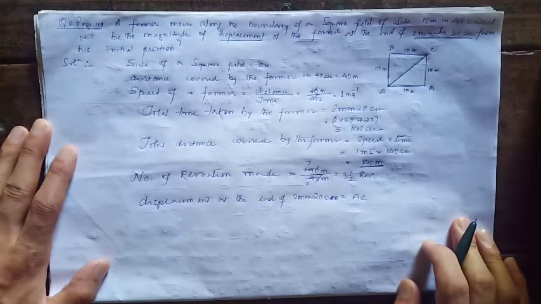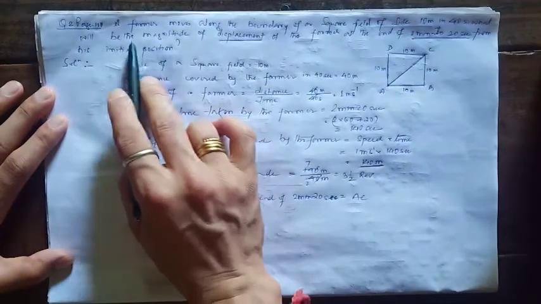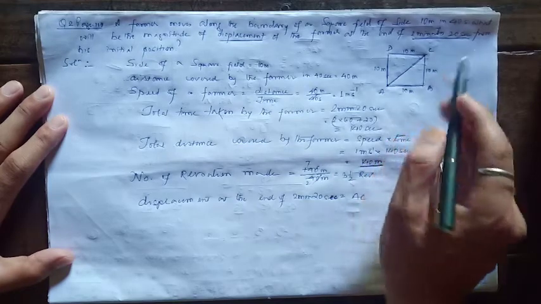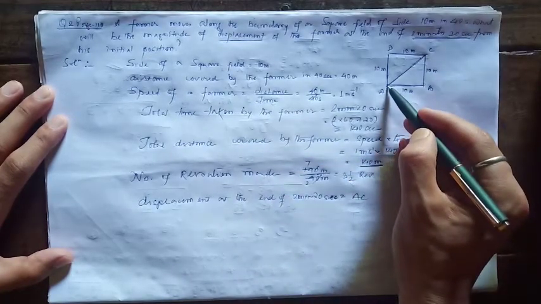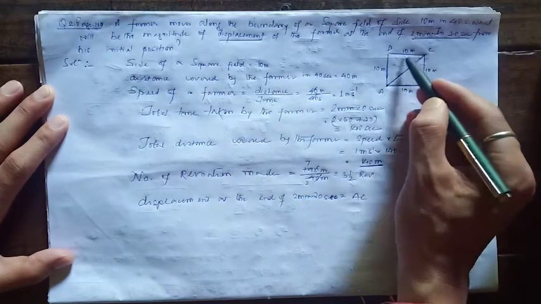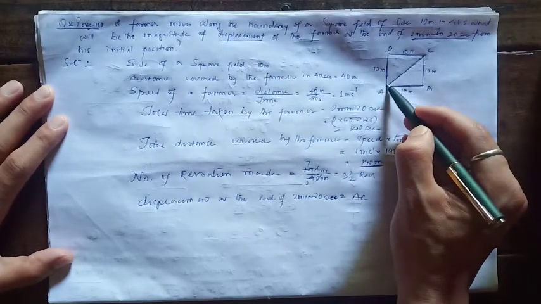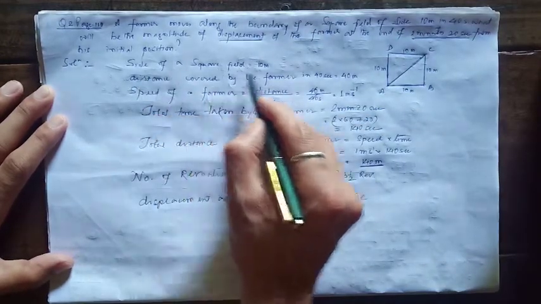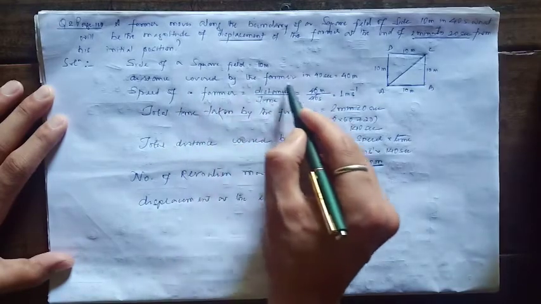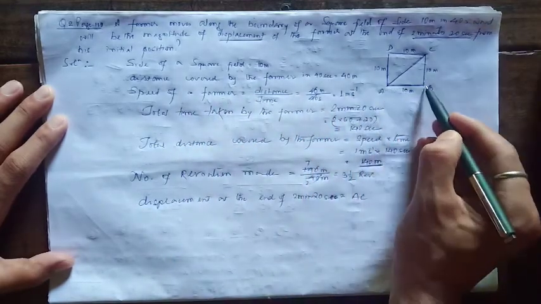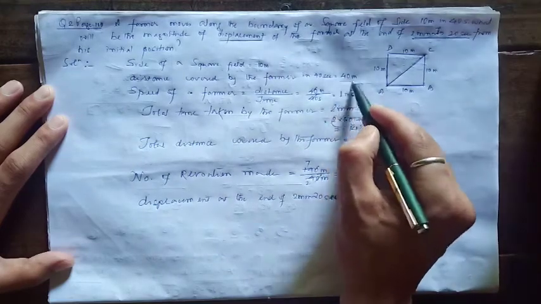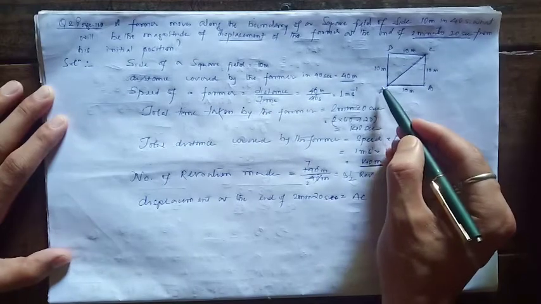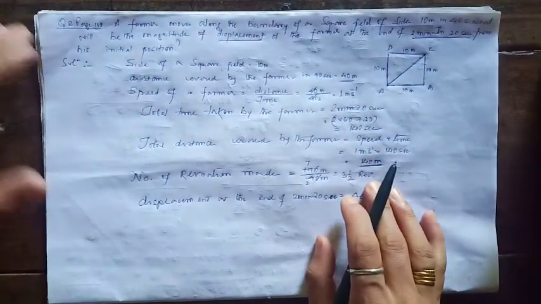Okay students, we have to calculate the displacement of the farmer at the end of 2 minute 20 seconds. Students, this farmer makes one round of this square field in 40 seconds. That means he covers a distance of 40 meter in 40 seconds. So here is the problem. Side of a square is 10 meter. Distance covered by the farmer in 40 seconds is 40 meter. So 10 plus 10 plus 10 plus 10, 40 meter. He makes one round and covers a distance of 40 meter, and it takes him 40 seconds to cover a distance of 40 meter.